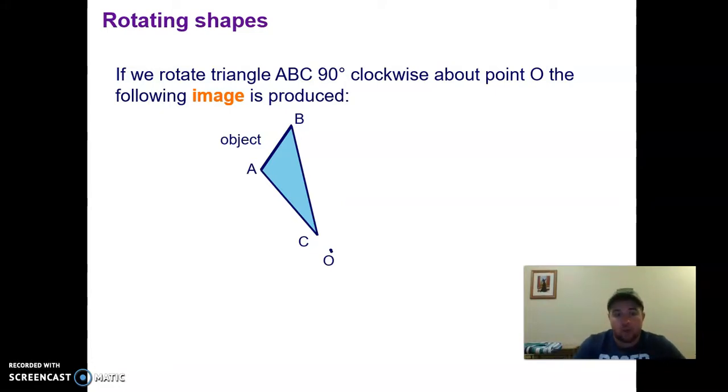So, what we're going to do is look at what rotating an object looks like. In this case, we're going to rotate triangle ABC 90 degrees clockwise. What direction is that? If you said to the right, you're right. We're going to do that about point O. Point O would be our center of rotation. And we're going to produce the following image. A 90-degree turn, that's a quarter turn, makes an L shape.